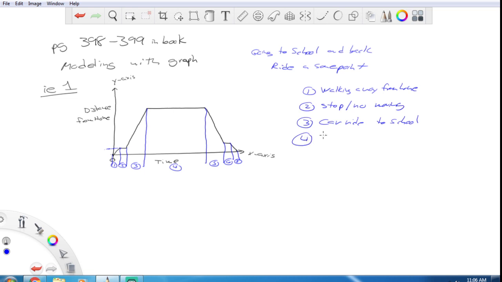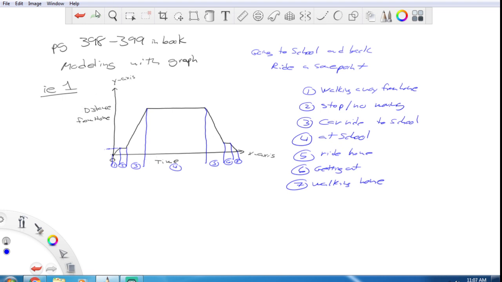Section 4 here is you're at school, right? Your distance from home isn't changing when you're in the building. And then you're going to go in reverse. You're going to have your car ride home, and then you're going to be getting out of your car. Section 6 is getting out. And at section 7, you're walking home again. So you can see how we can read this graph based on the different things. And that's kind of like your example there.